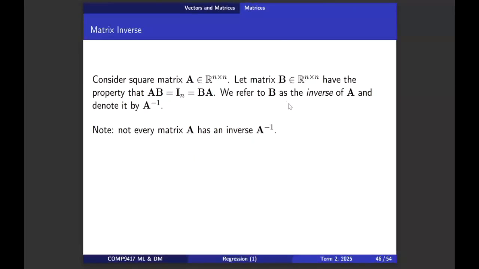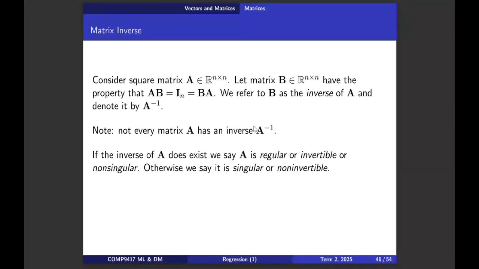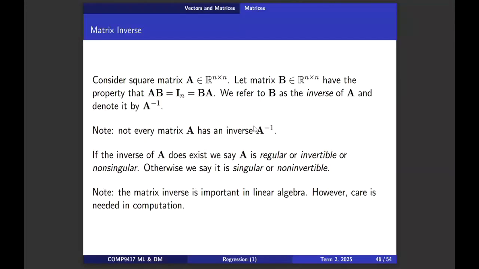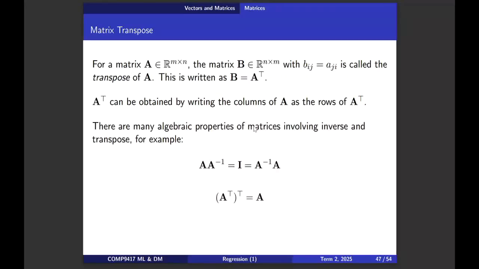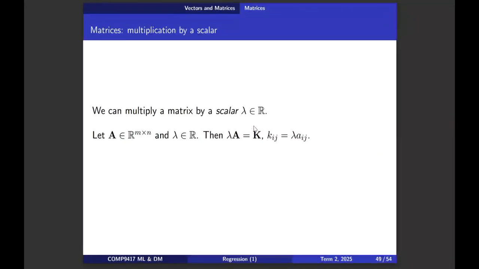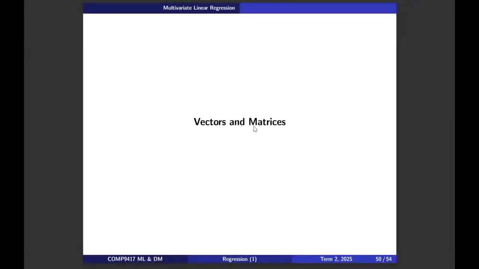Some matrices can be inverted. If they can be inverted, then we write them like this. Not all matrices can be inverted, but that's what this means. A to the minus 1 is A inverse. There's a bunch of other stuff, but I'm not going to go into that. All right, let me quickly see if I can, sorry, that shouldn't be there.